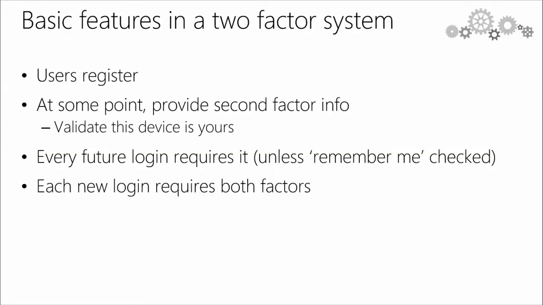So let's talk about some basic features in a two-factor system. A user registers for a system, and then at some point in the future, or during registration, they give that second factor of information. So usually it's an opt-in process as it stands now. A lot of systems you go to and say, you know what, my Gmail account, for example, or my Microsoft account, I want to use two-factor authentication for this. It's not your default login procedure.